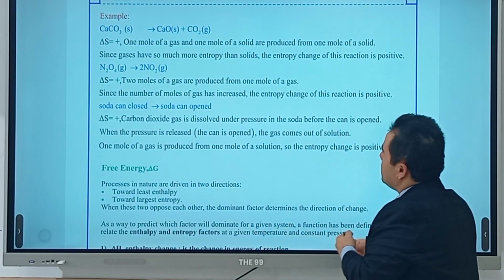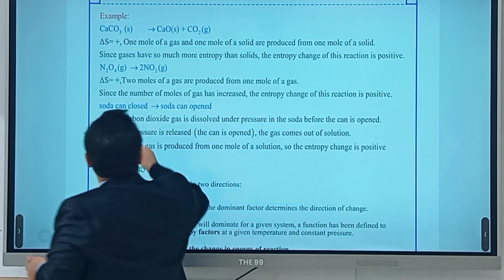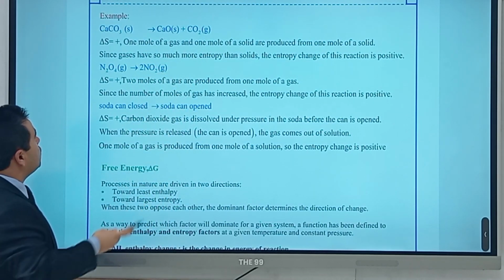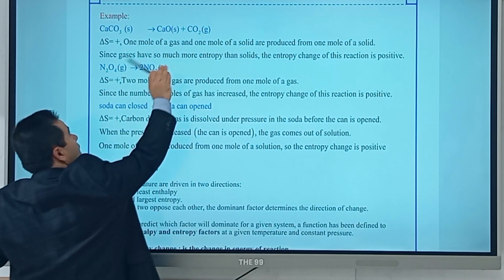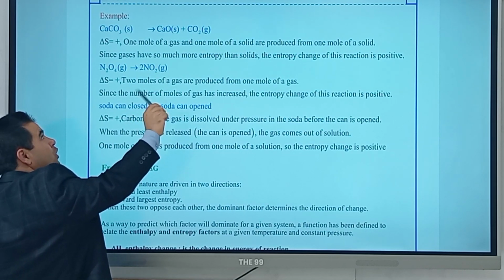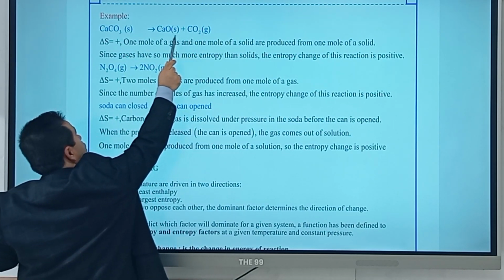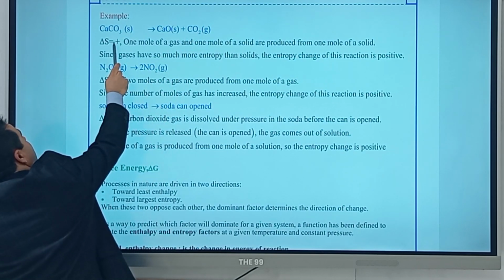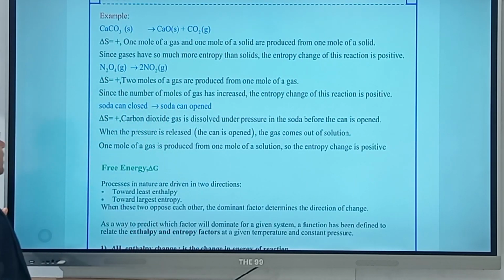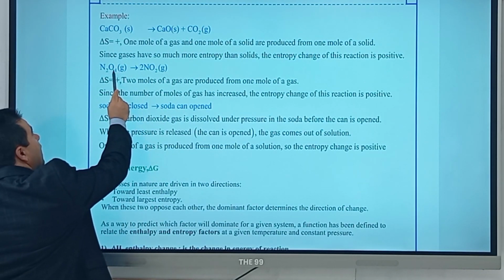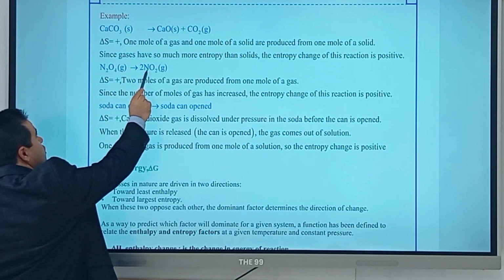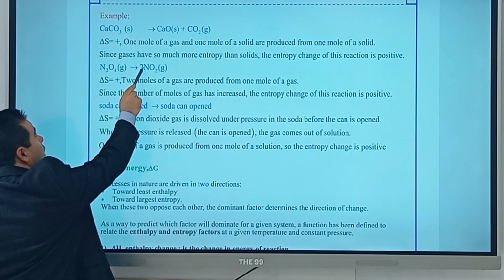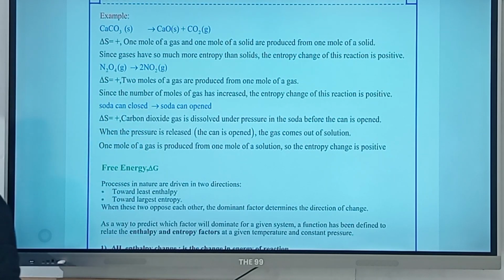More examples, guys. For example, calcium carbonate solid goes to solid and gases. In this case, what to do? The solid goes to solid, the entropy is unchanged, but the solid goes to the gaseous changes. So we will take the sign of solid goes to gaseous, it has a positive entropy. Another example, N2O4 gaseous goes to NO2 gaseous. 1 mole to 2 mole, so low to high, it has a positive entropy.